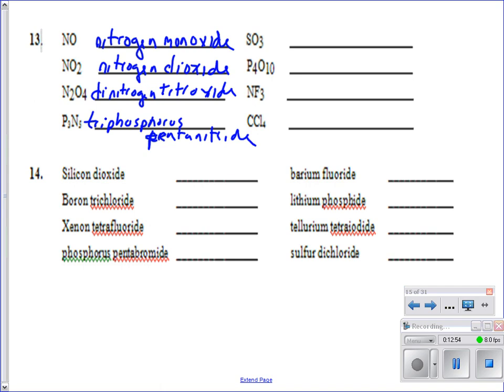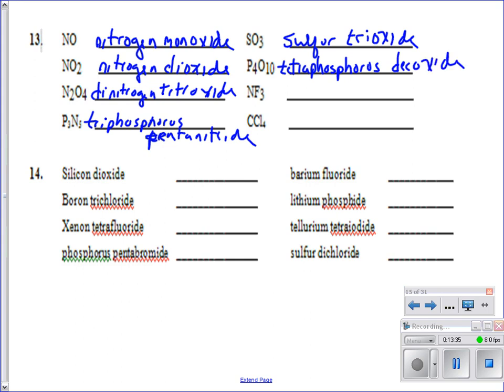SO3. Sulfur trioxide. Why isn't that sulfite? Because there is no -2 charge. It needs 2 more electrons to be sulfite, doesn't it? Electrons are important. P4O10. Tetraphosphorus decoxide.